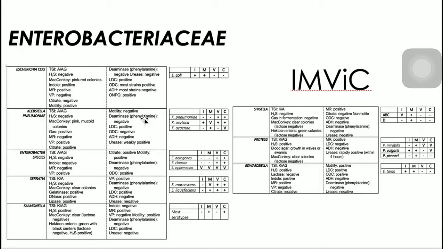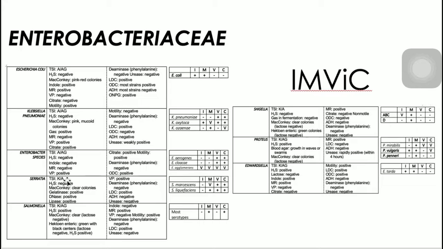Ang difference lang nila, kapag kay lysine deamination, ang positive result ay red slant, di ba? Sa lysine iron agar. Pag phenylalanine deamination, ang positive result niya ay green slant. Okay, so magkaibang medium yung ginamit. Okay, so dito phenylalanine deamination. And then, we have your Enterobacter. So, ganun din no, yung mga TSI reaction nila, methyl red, Voges-Proskauer.